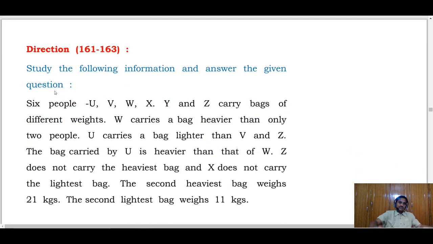Then 161 to 163. 6 people are there, carrying bags of different weights. Now 1, 2, 3, 4, 5 and 6.